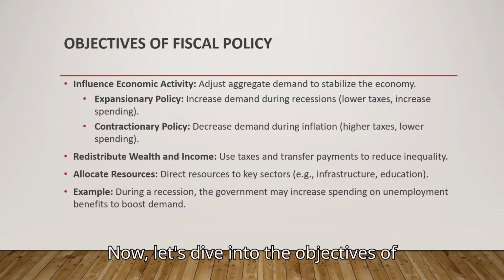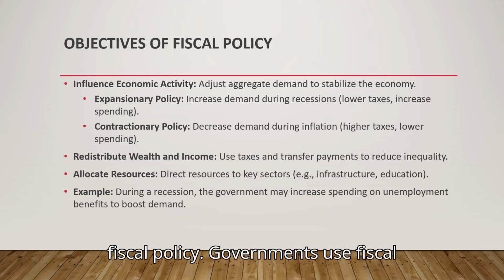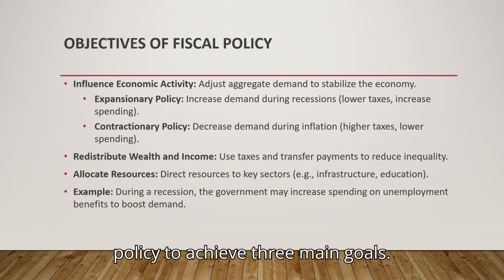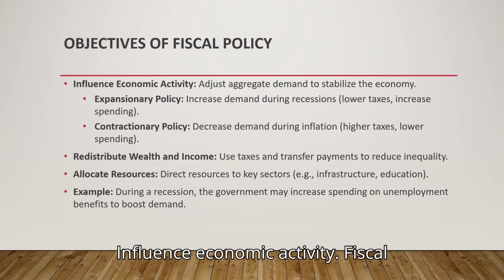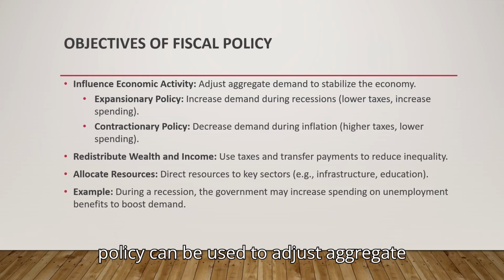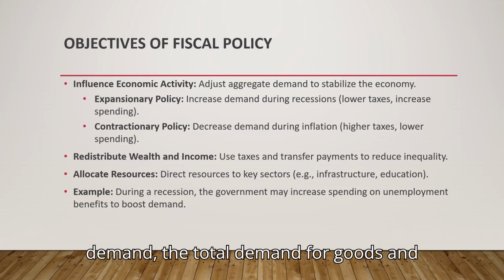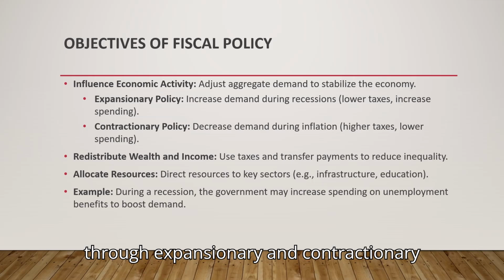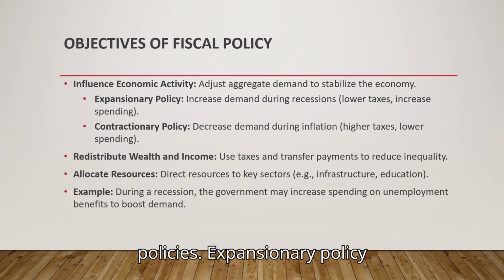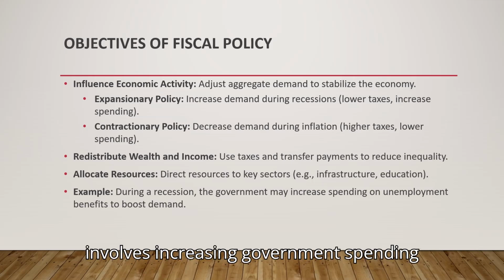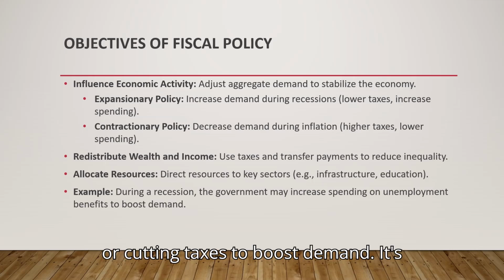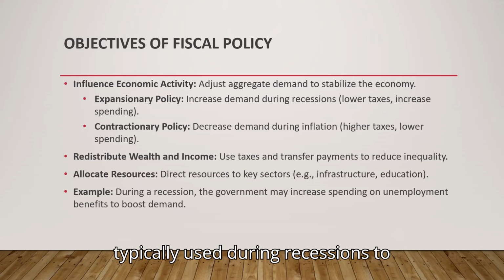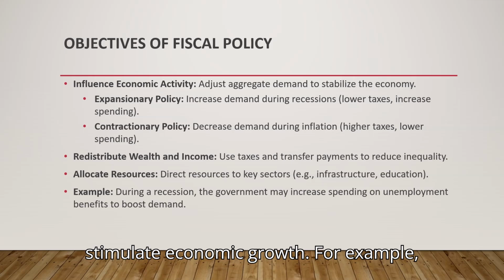Now, let's dive into the objectives of fiscal policy. Governments use fiscal policy to achieve three main goals. Influence economic activity. Fiscal policy can be used to adjust aggregate demand, the total demand for goods and services in the economy. This is done through expansionary and contractionary policies. Expansionary policy involves increasing government spending or cutting taxes to boost demand. It's typically used during recessions to stimulate economic growth.